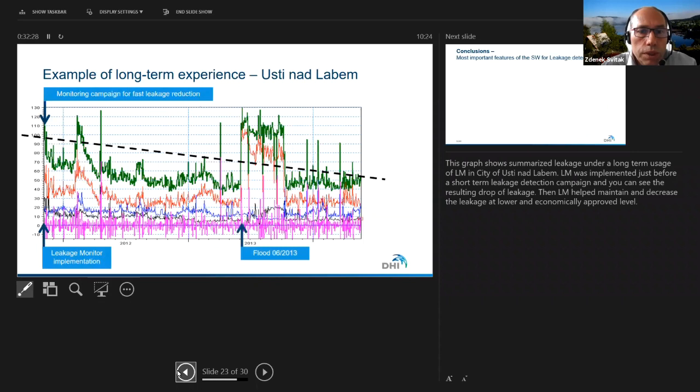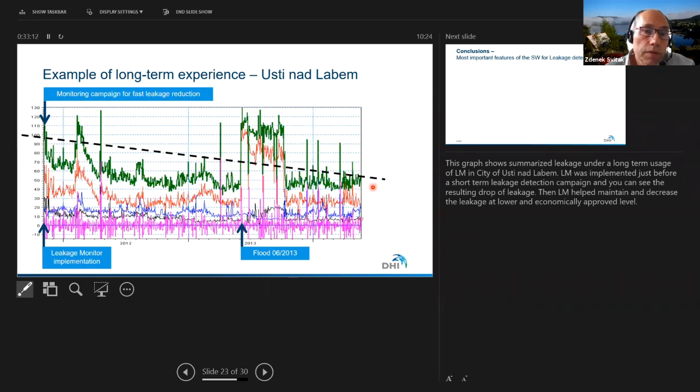The graph here shows long-term evaluation of leakage in Ústí nad Labem, a city with more than 100,000 inhabitants. We started at the overall leakage level, which is represented by the green line, at more than 110 liters per second. Then there was a monitoring campaign for fast leakage reduction, and we succeeded to reduce it quite fast by 30 liters per second. And you can see the trend which they achieved by using Leakage Monitor.